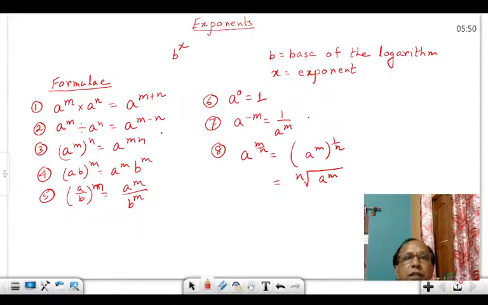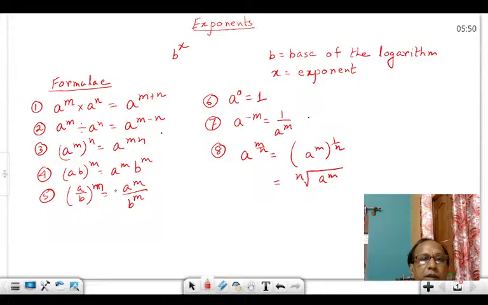Dear friends, today we are explaining about exponents. In an exponent, we write b to the power x, where b is the base of the logarithm and x is the exponent. And these are the formulas: a to the power m into a to the power n is equal to a to the power m plus n. A to the power m divided by a to the power n is a to the power m minus n. A to the power m, to the power n is a to the power m into n, and (a b) to the power m equals a to the power m b to the power m.